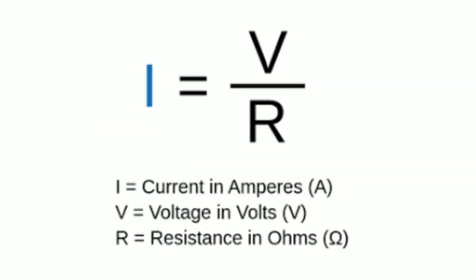Now, the mathematical formula is represented by current I is equal to voltage upon resistance, V upon R, where I is the current through the conductor in units of ampere, V is the voltage measured across the conductor in units of volts, and R is the resistance of the conductor in units of ohms. In this way, it is the formula relating the quantities current, voltage and resistance.